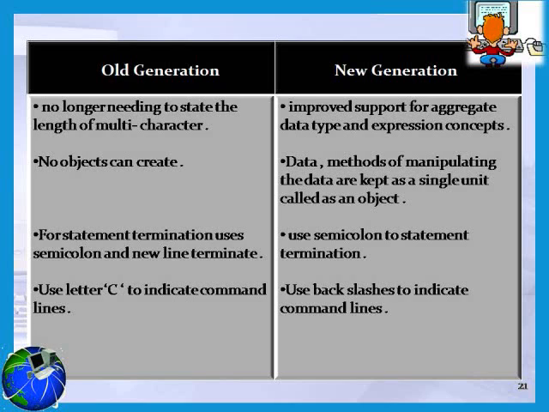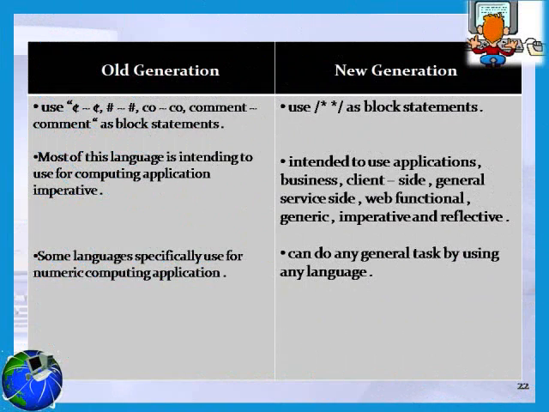In old generation, there is no need to state the length of multi-character strings, and objects cannot be created, and the syntax used is different from the new generation. For statement termination it uses a semicolon and new line terminator, and to indicate command lines it uses the letter C.